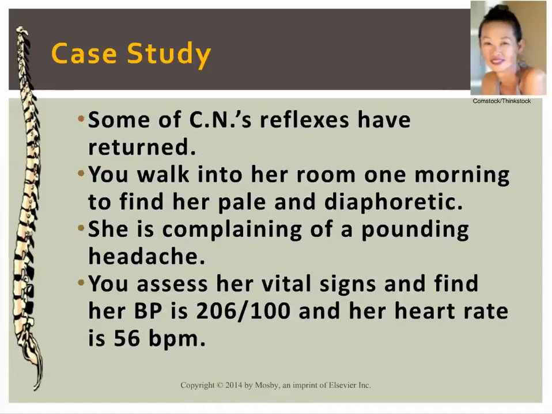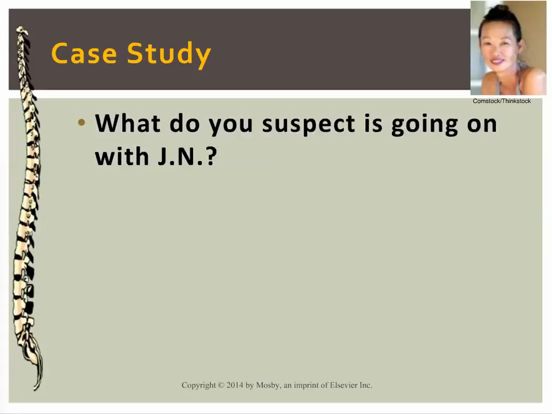Some of CN's reflexes have returned. You walk in her room one morning to find her pale and diaphoretic. She's complaining of a pounding headache. You assess her vital signs and find her blood pressure is 206/100 and her heart rate is 56 beats a minute. What do you suspect is going on with her?